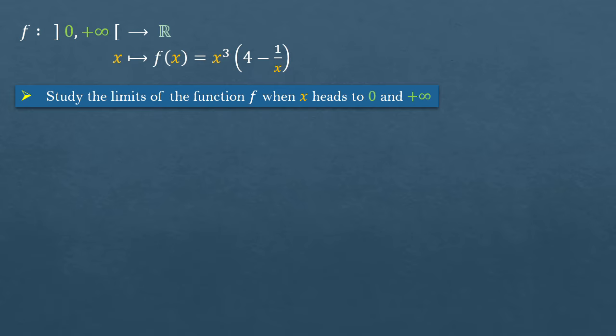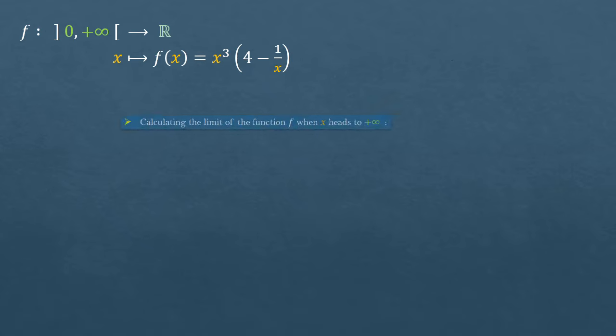We have the numerical function f, of which the input set is the open interval 0 to positive infinity, and which associates to the variable x of this interval the image f(x) that equals x to the power of 3 times (4 minus 1 over x). We're asked to study the limits of this function at the endpoints of its input set, which are 0 and positive infinity. So we'll start by calculating the limit of the function f when the variable x heads to positive infinity, as it is easier to determine.